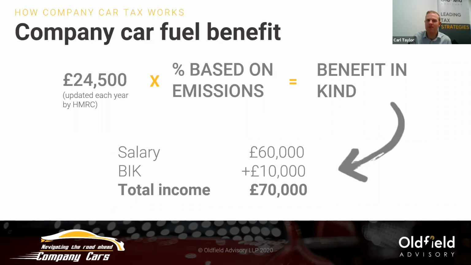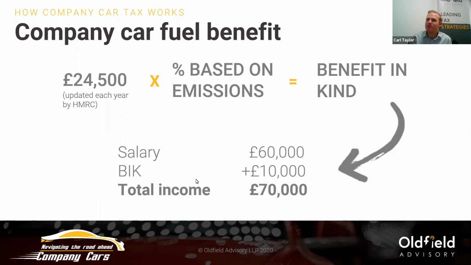Company car fuel benefit. This happens where an employer pays for fuel for private journeys for an employee or a director. HMRC sets a value for the provision of private fuel each year, and in the current year that's £24,500. Then the same percentage that we used before, based on the CO2 emissions of the car, is used, and that gives us our benefit in kind for fuel. Just in the same way as before, that benefit in kind gets added to your income and it gets taxed effectively as employment income.